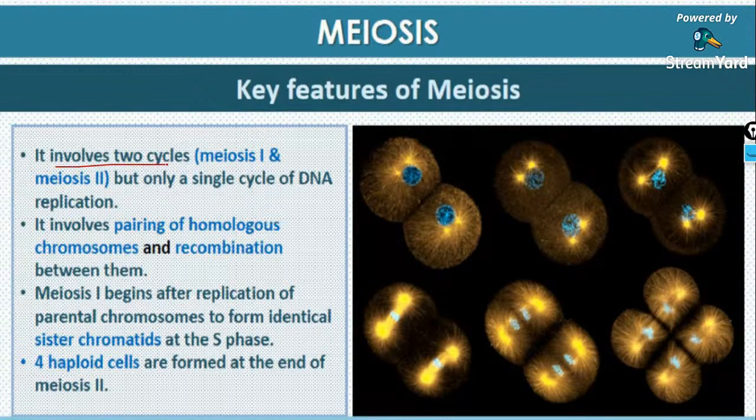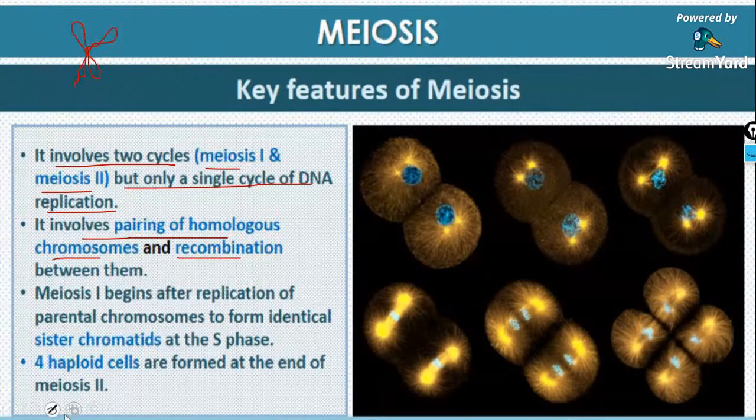Meiosis involves two cycles, that is meiosis 1 and meiosis 2, but only a single cycle of DNA replication. It involves pairing of homologous chromosomes and recombination between them. All of you know what chromosomes are. This is their structure, right?